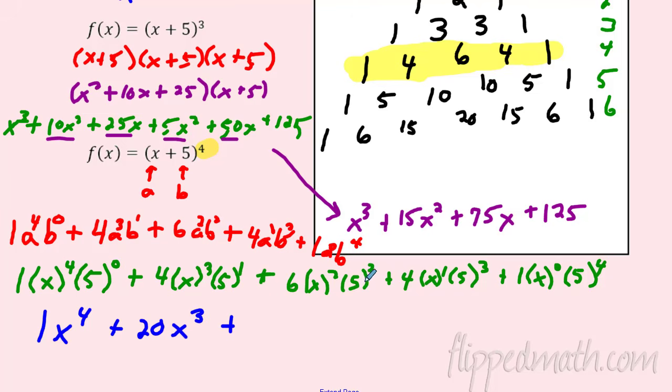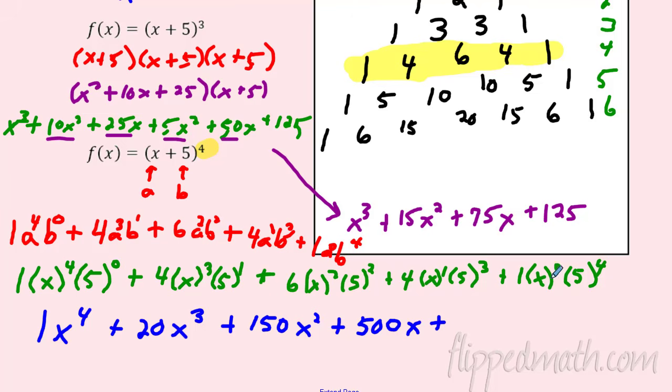6 times 5 squared. 5 squared is 25, so 25 times 6 is 150. So I'm going to go 150 x squared. And then the next one, 4 times 5 cubed. 5 cubed is 125. 125 times 4, I believe, is 500. Mental math right there. And then there's just an x to the 1st power. And then the last one is 1.